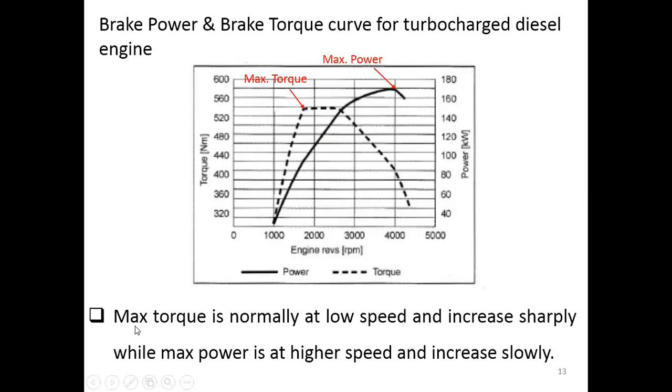Okay, so maximum torque is normally at low speed and increases sharply. This is the characteristic of the engine that we would like to happen. We want it to increase quickly, while the maximum power is at higher speed and increases slowly, because at the beginning we don't want to have a maximum power. We look for a maximum torque. Okay.